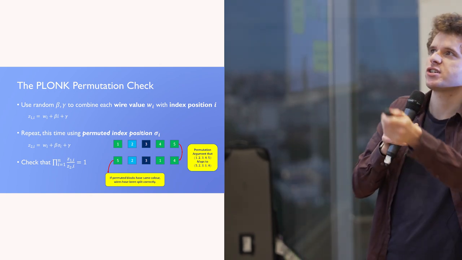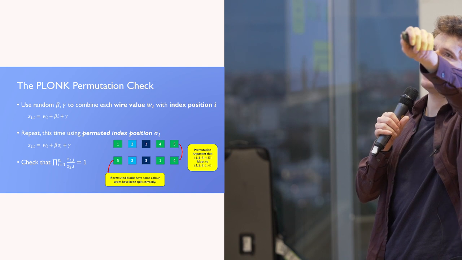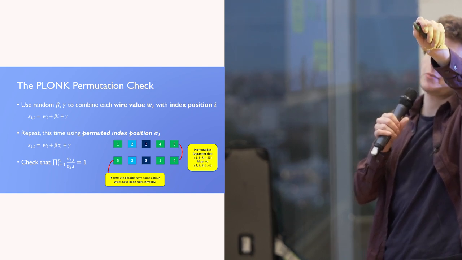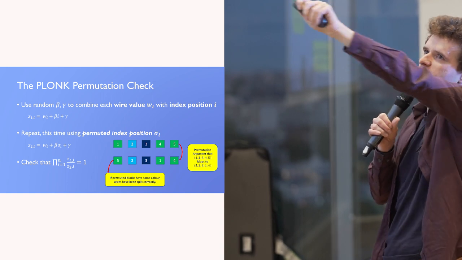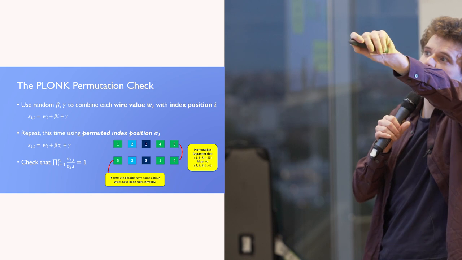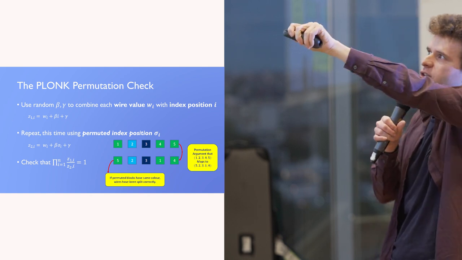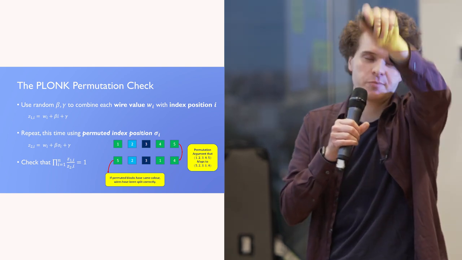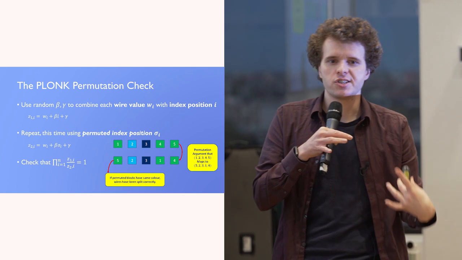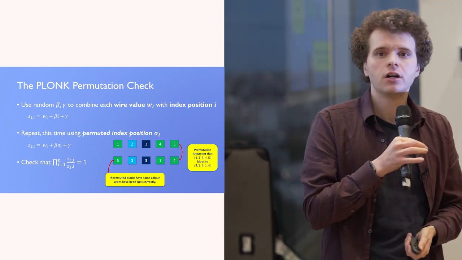So to give an example, imagine 1 and 5 need to be the same, right? So in Z1, you'll have the first Y value plus beta, because I will be 1 plus gamma. And the fifth Y value, you'll have W5 plus 5 beta plus gamma. And then in Z2, you'll have W5 plus beta plus gamma, and you'll have W1 plus 5 beta plus gamma. So effectively, if W1 isn't equal to W5, then you'll be off by a factor of 4 beta.